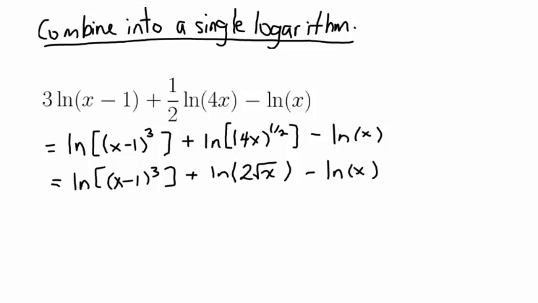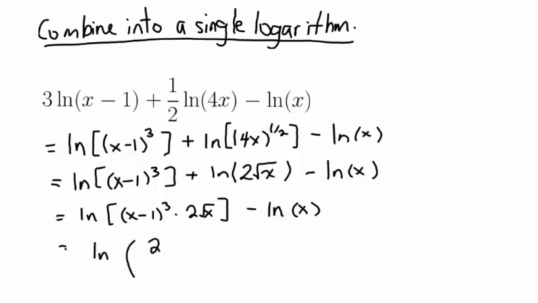Now that we don't have any more coefficients in front of our natural logarithms, we can apply the addition and subtraction laws. First, let's deal with the addition law. We're going to combine these two logarithms to get ln of (x minus 1) cubed times 2 root x. And then our last step, we can combine these last two logarithms using the subtraction property of logs. And this is going to give us ln of, I'm going to put the 2 root x first, and we get x in our denominator.